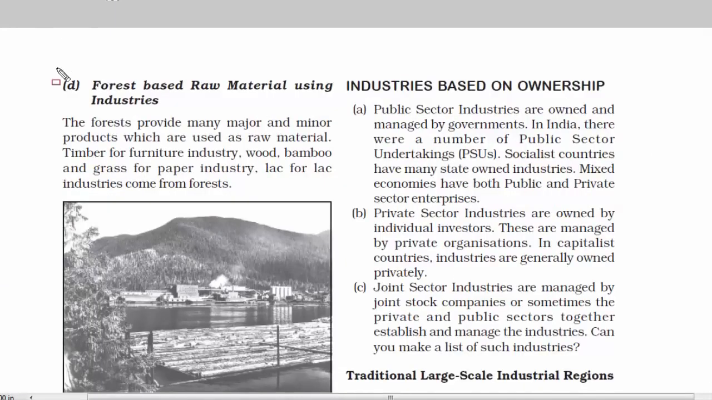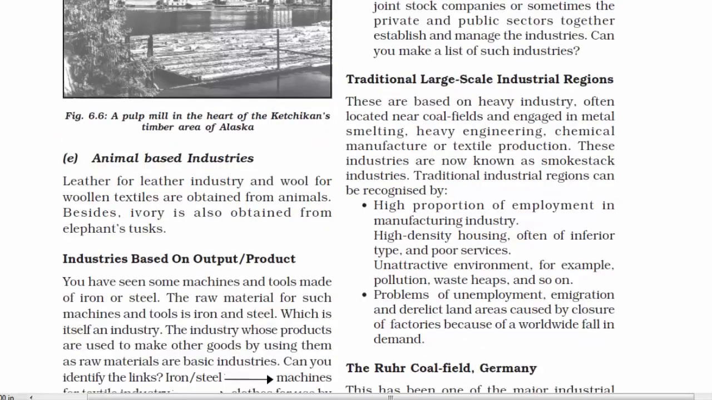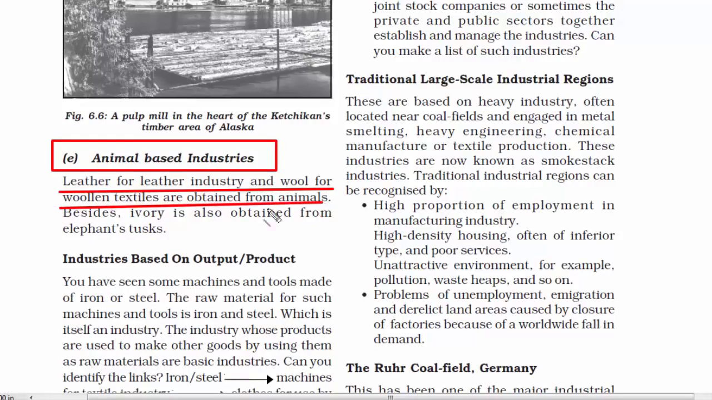The fourth one is forest-based raw material using industries. The products that are made in this industry are purely out of forest resources like trees, wood, bamboo, grass. Paper industry and furniture industry thrive on this type of resources. And the fifth one is animal-based industries. Leather for the leather industry and wool for woolen textiles are obtained from animals. There isn't much to understand about this. Animals are the raw materials for some of humans' unnecessary wants.